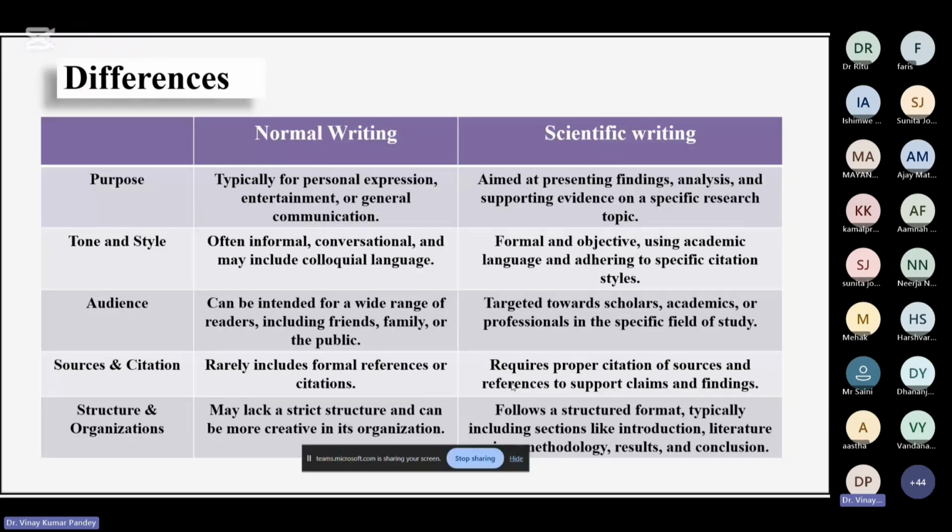The same goes with tone and style. There's a specific format of a paper in which you have to write your paper, right? There are basically 2 types of paper: research papers and review papers. We will be discussing that further.